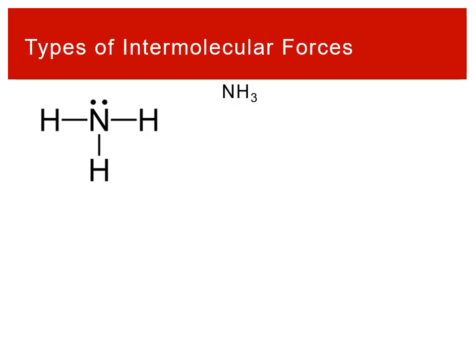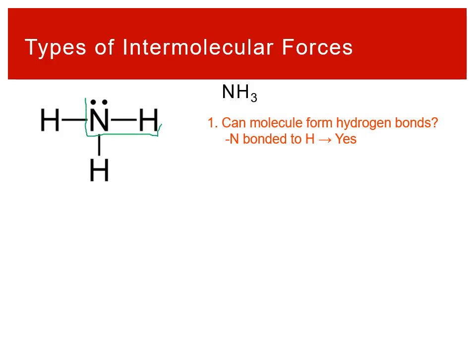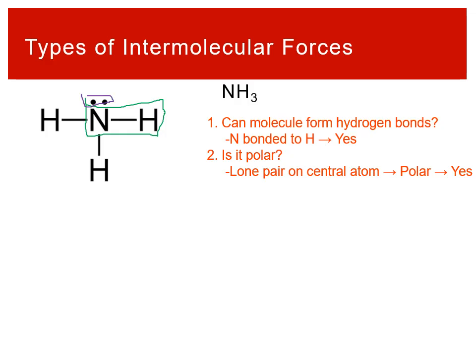NH3, ammonia. Can this molecule form hydrogen bonds? You bet. Nitrogen is covalently bonded to hydrogen. This molecule forms hydrogen bonds. All molecules that form hydrogen bonds are polar, so you would know that right off the jump. But you can also tell that this molecule is polar based off that lone pair on the central atom.